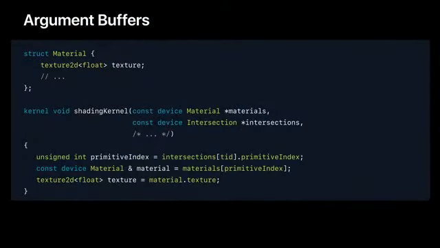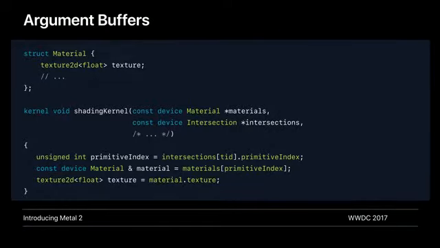One way to address this is by using Metal argument buffers. A Metal argument buffer represents a group of resources that can be collectively assigned as a single argument to a shader. We gave a talk on this at WWDC 2 years ago, so I'll refer you to that for more details on how to use them.